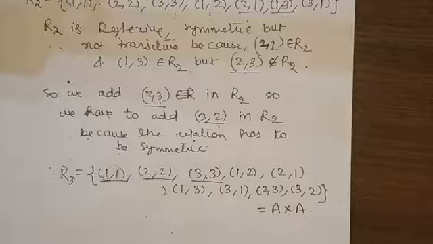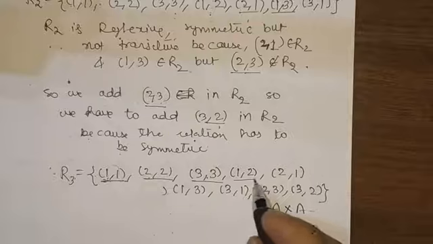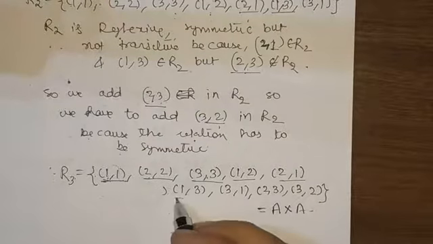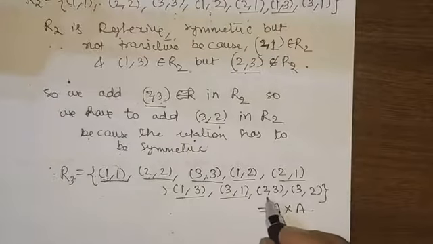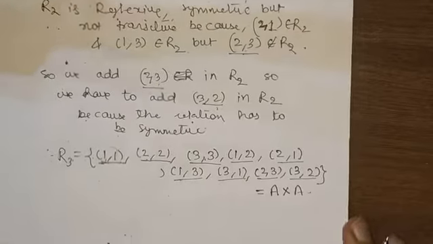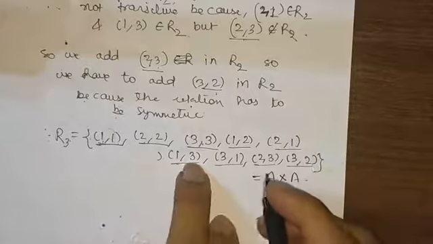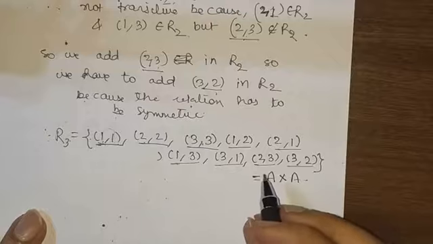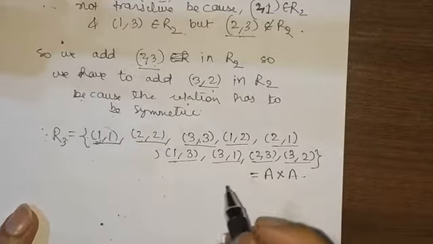Then 1 comma 2 is present, so 2 comma 1 should be there, which is there here. Then 1 comma 3 is there, so 3 comma 1 should be present, which is there. 2 comma 3 is there, so 3 comma 2 also should be present. There are many more elements to check for symmetry, but you can check it. The relation also has to be transitive, so you can check that this relation is transitive.